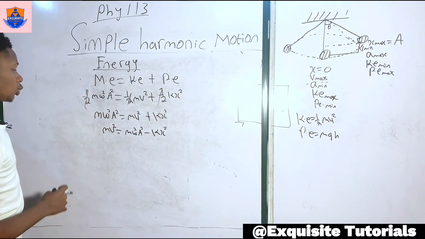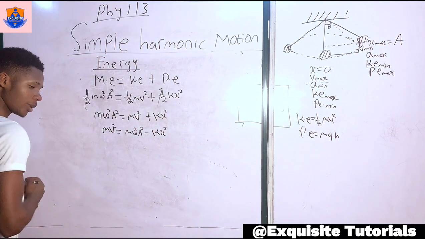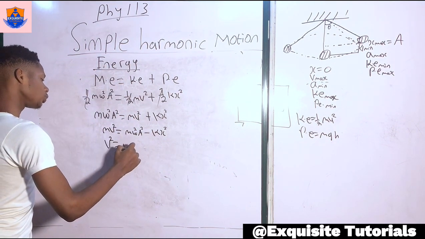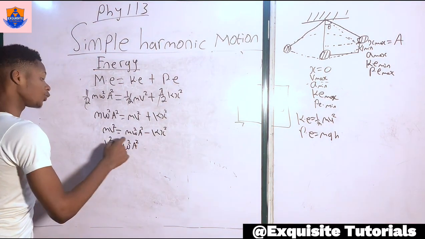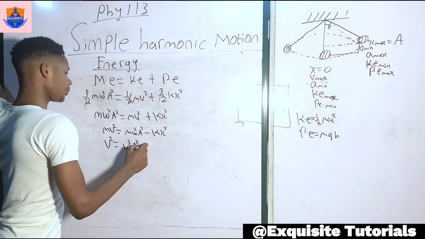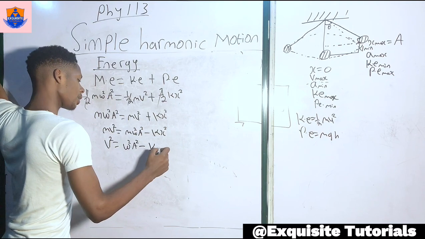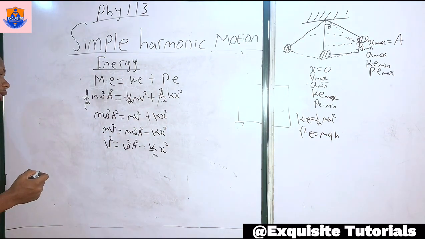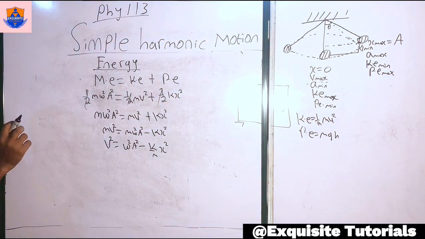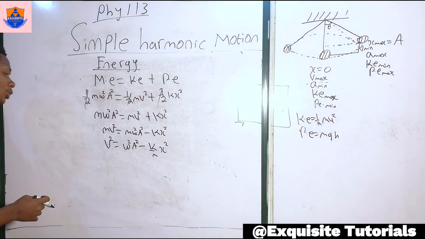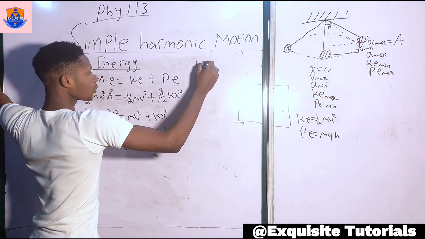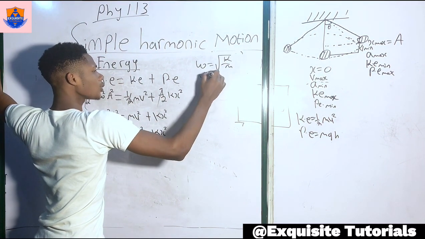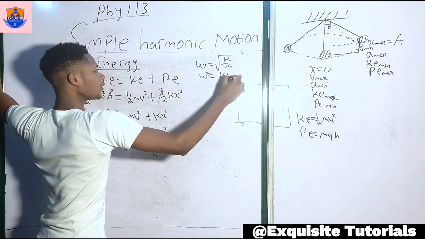Looking at this formula again, dividing through by mass, we are going to obtain v squared equals w squared a squared, because we've divided through by the mass, minus k over m x squared. Now k over m should look familiar because I've shown the formula on the board before. Remember I said that omega is equal to the square root of k over m. So omega squared will be equal to k divided by m.